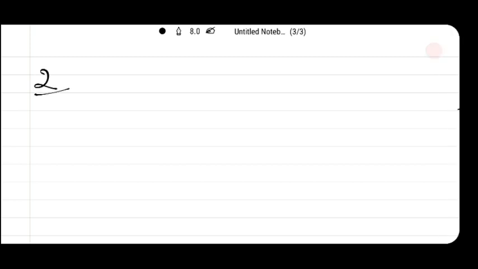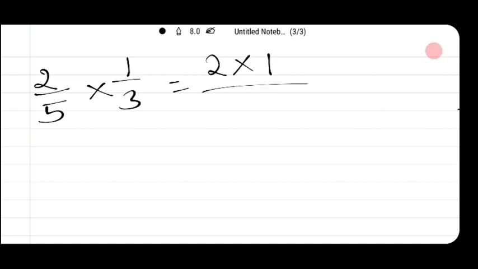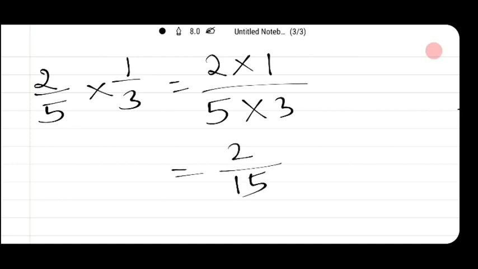Let us take an example. 2 upon 5 into 1 upon 3. Here we have to multiply both the numerators, so 2 into 1, upon both the denominators, 5 into 3, equals 2 1s are 2 and 5 3s are 15 is your answer.